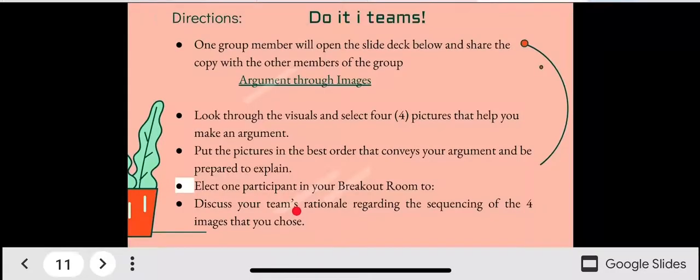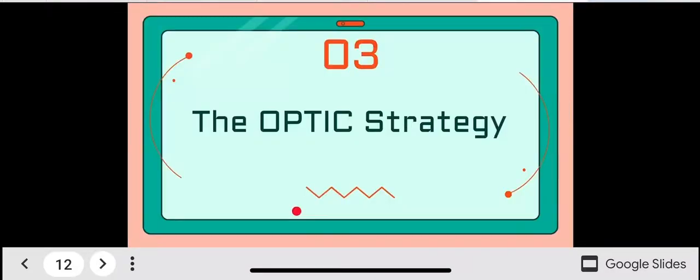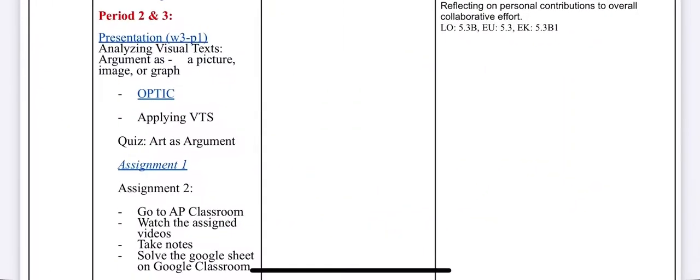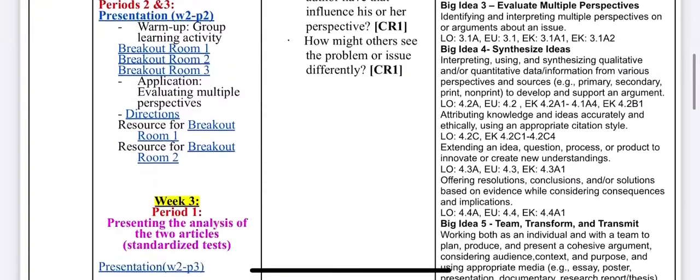Okay, we did an activity there. We'll skip it, and let's go to the OPTIC strategy. Now, OPTIC is an acronym. When I say it's an acronym, it means that each letter stands for something. Okay, great. Now, where can I find it? If I move to this one, I would not find that explanation of OPTIC. So please, you have to go back to the classroom and go to the monthly plan.